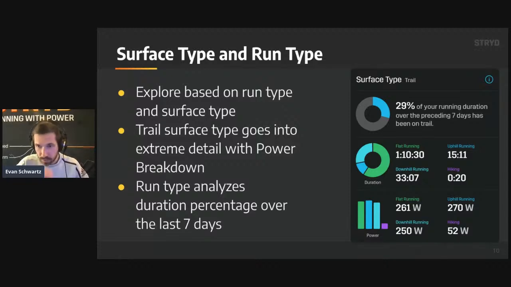Then we can look down a little bit. We can see the breakdown between flat running, downhill running, uphill running, and power hiking, and we can see the breakdown on a cool little graph there. And we can see the different wattage averages for each of those different types of considerations as well, those different categories. So the trail type, I feel like this is one of the most unique looks into your data that you can possibly get, not only with Stryd, but out there in general. So this is one of my favorite things to do.